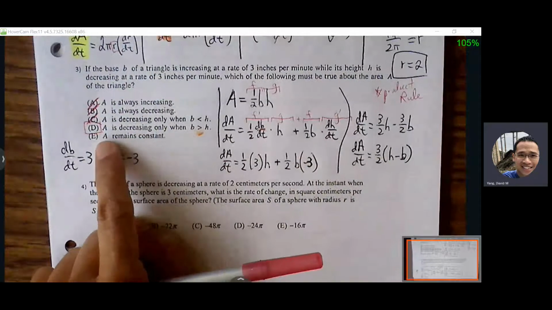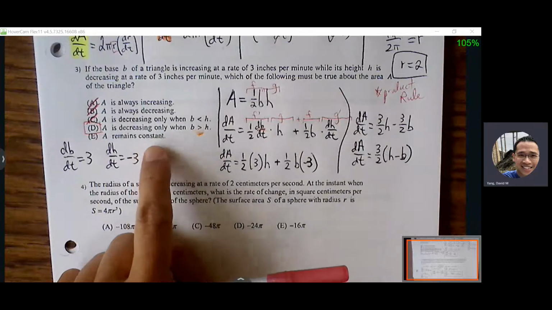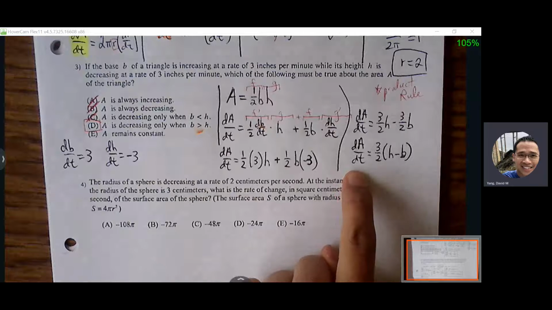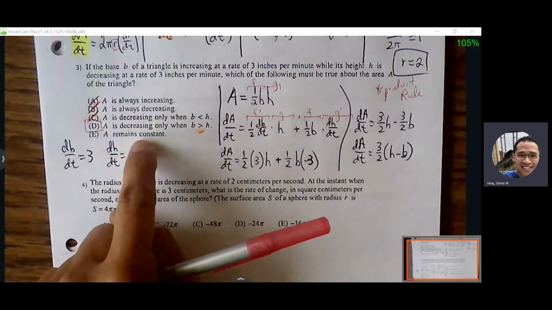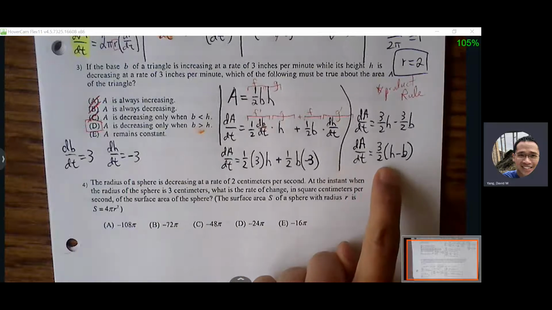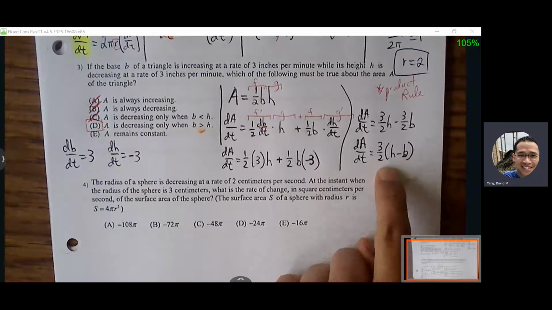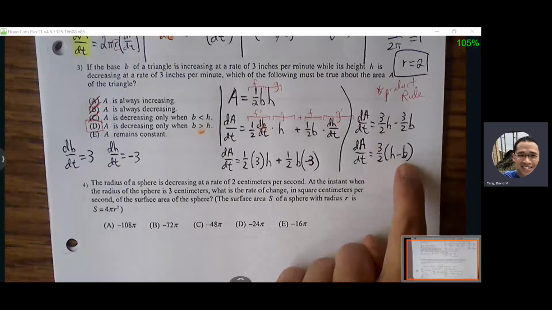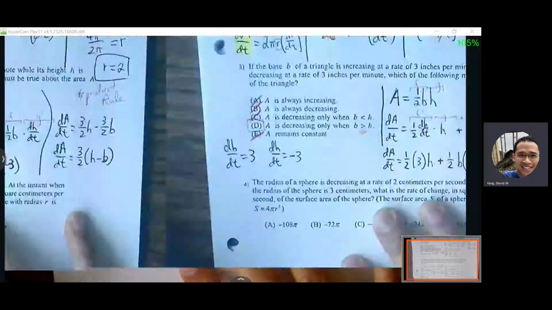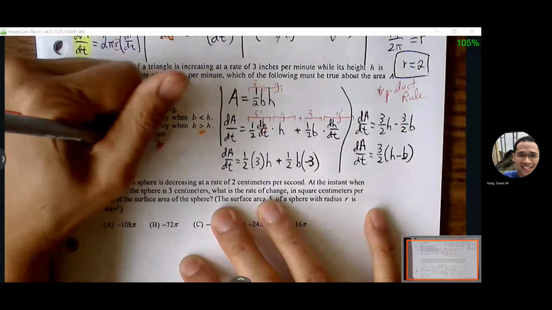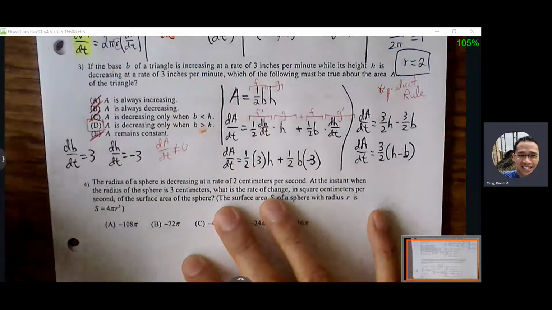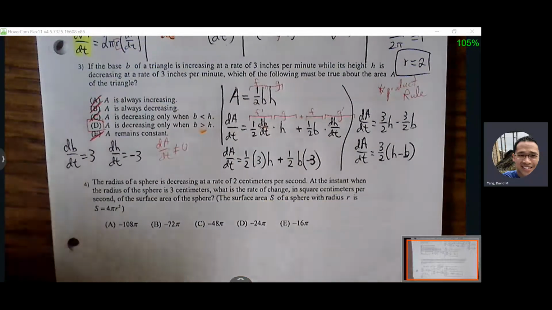Let me ask you this. For E, it says A remains constant. What is that saying? That means dA dt must be what? Okay. A remains constant means the derivative is 0. But we know that's not true, right? dA dt is only going to be 0 if h and b are the same, but we can't guarantee h and b are the same. So dA dt is not guaranteed to be 0. Not always. Okay, good.